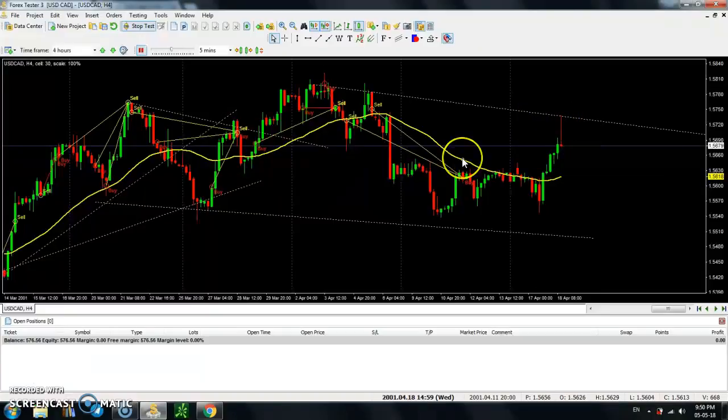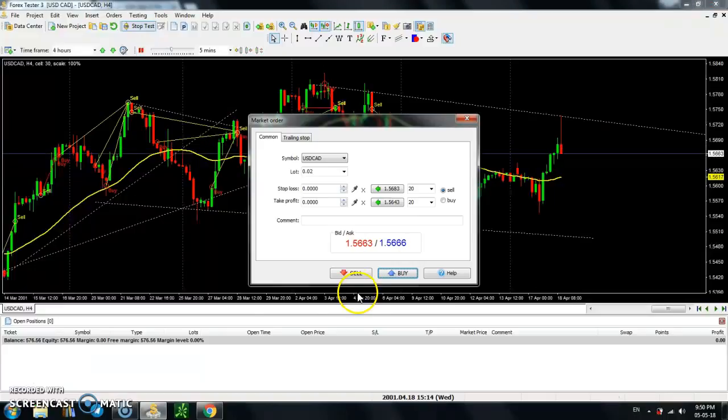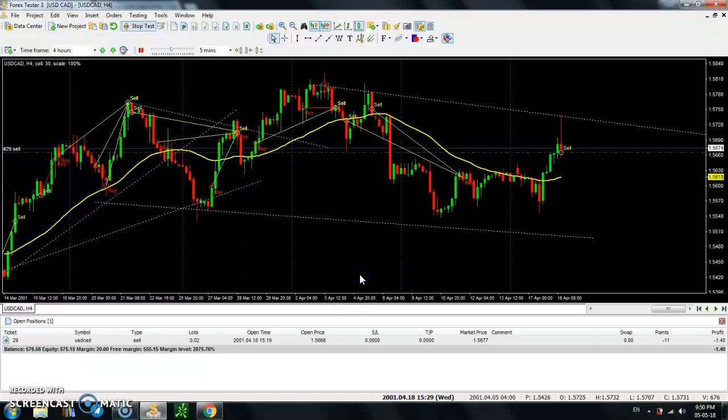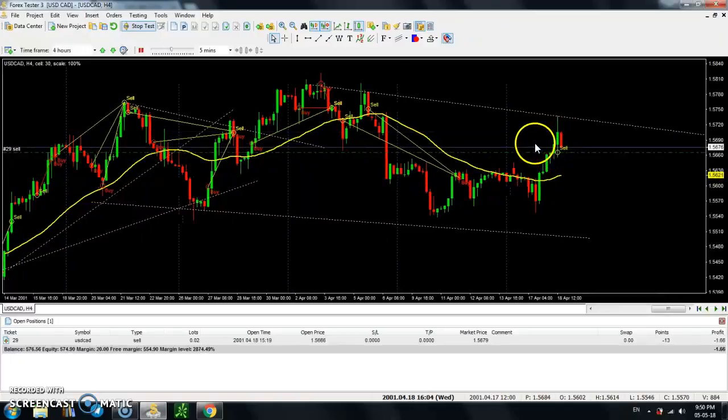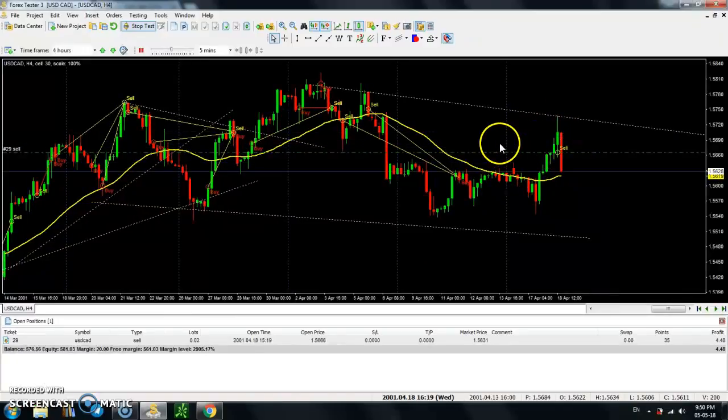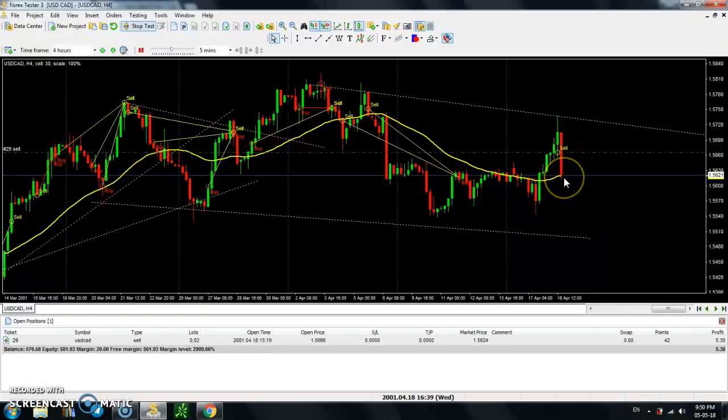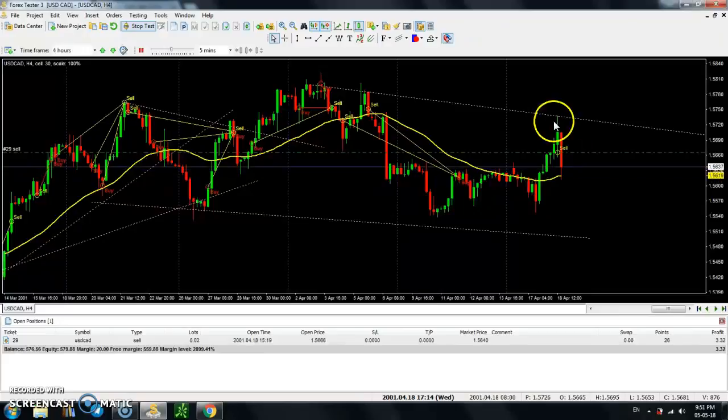This reaction shows us that it's time to actually go down, right? Very strong, very nice pin bar. And now, yep, you see, very nice pin bar here. So this is a strong reaction off of the resistance level. It just bounced off.